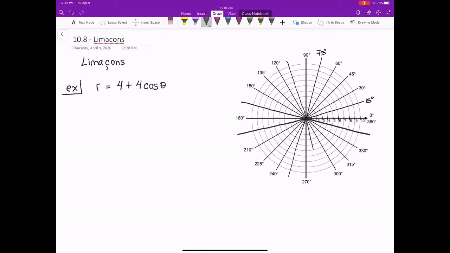Got a new iPad, so I'm super excited. So this is a bigger screen and I've got more to work with. So I'm kind of excited.